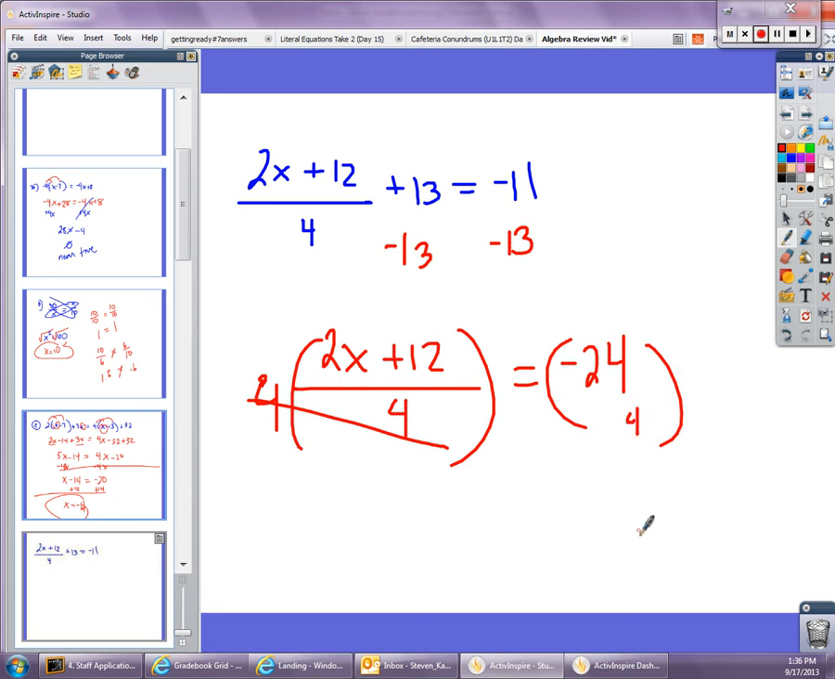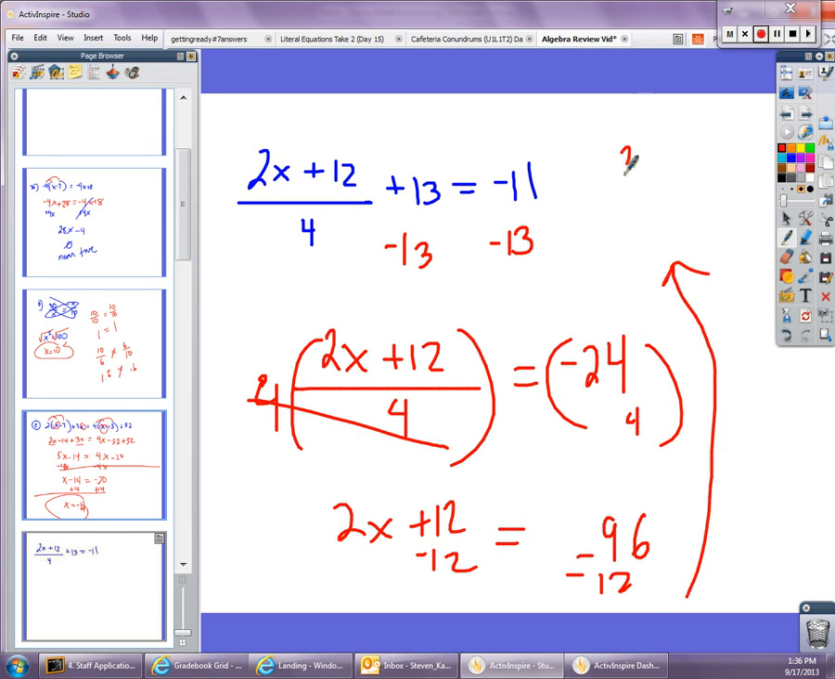-24 times 4 is -96, which equals 2x plus 12. Subtract 12 on both sides. I'm going to do this up here. You end up with 2x is equal to negative 108. And if you divide 108 by 2, you get x equals negative 54.